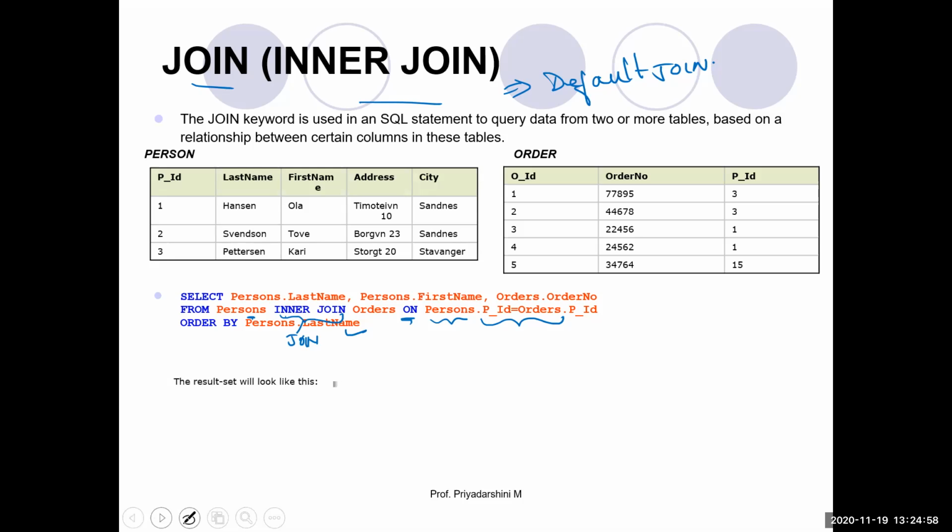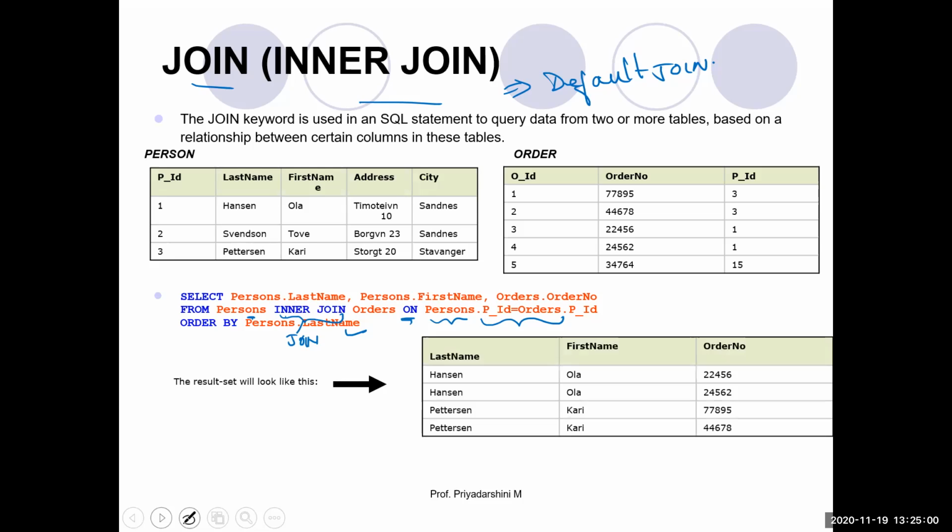So what will be the result? The result will look like this. It is purely a join that we did. Whichever p_id is matching, those details will be displayed. What are the matching p_ids? 1, 1, and 3, 3, 3. So the relevant details will be displayed.